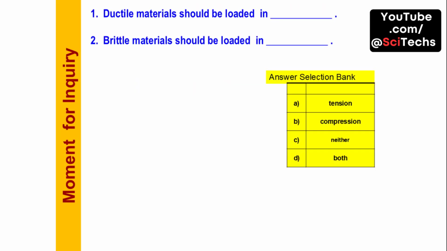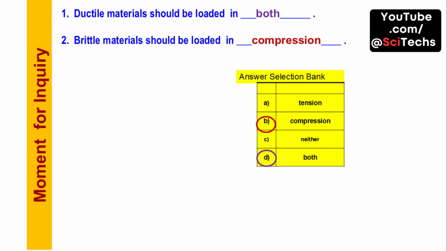Let's test your understanding. Ductile materials should be loaded in tension, while brittle materials should be loaded in compression. Take a moment to think about why this is the case. The correct answers are: ductile materials should be loaded in tension, and brittle materials should be loaded in compression. This is due to their differing mechanical properties and how they respond to stress.